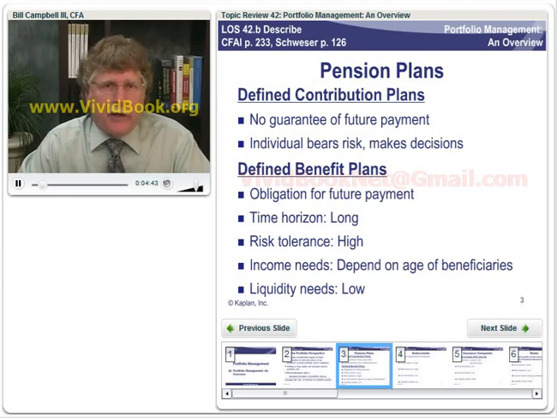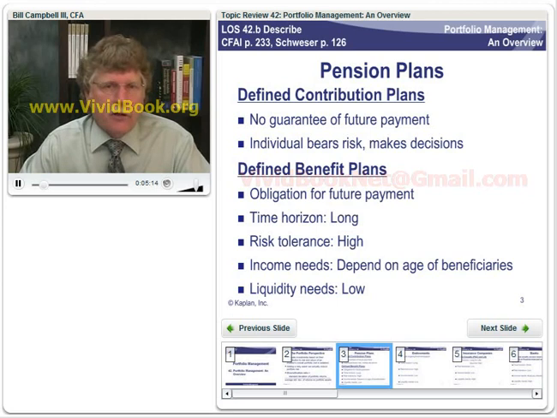In a defined benefit plan, the employer has the obligation for the future payment. They promise the employees that they will pay them a pension after they retire. It may be for a specified period of time. It may be for whatever their remaining life is. So the employer bears the risk. They're the ones who have to manage the assets, grow the assets, and ensure that there's enough money in the pension account so that they can pay the retirement for all of their employees.